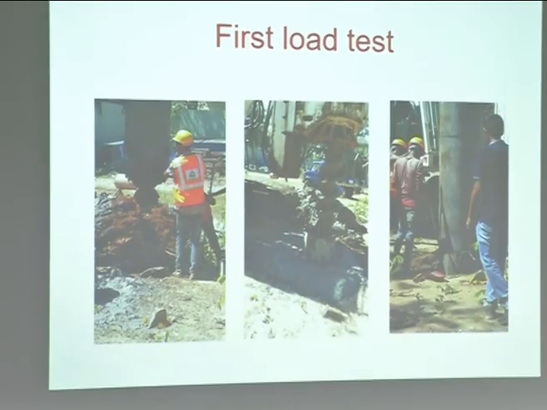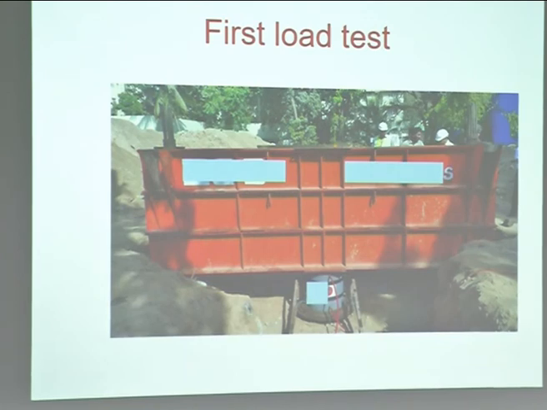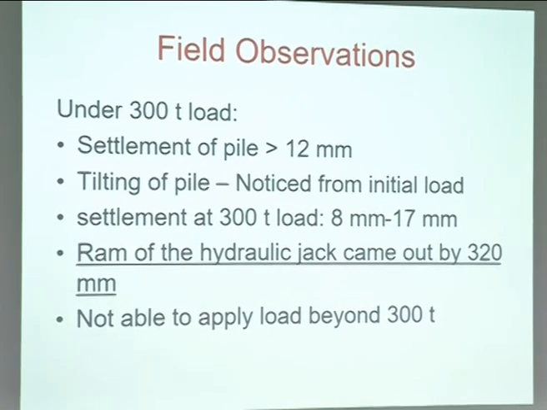The issue here is you can see this is the liner I was telling about. So, the load test was conducted. The contractor was asked to conduct the pile load test till 500 ton load, but once he reached 300 ton load, he was not able to apply any further load. What exactly happened is the rock anchors lifted up. So, there was not sufficient anchor force here.